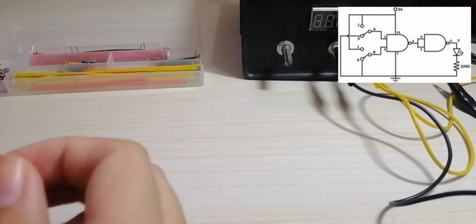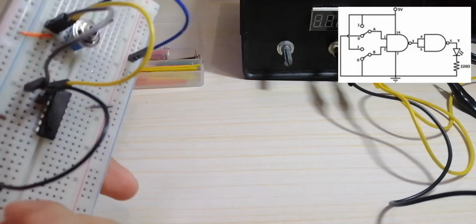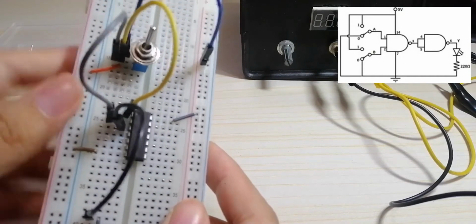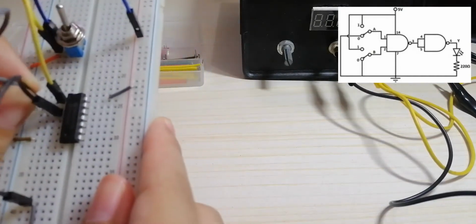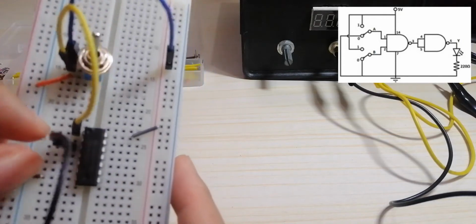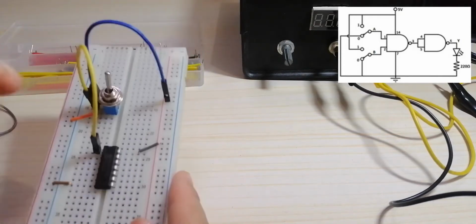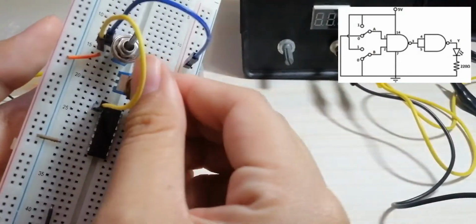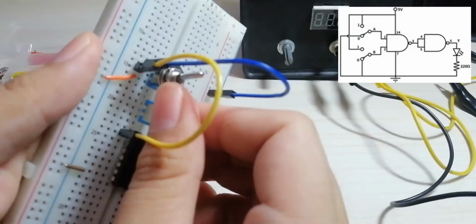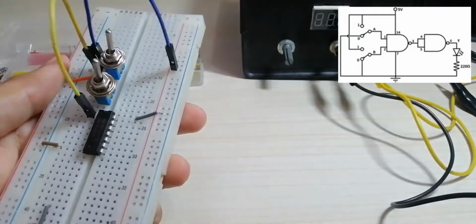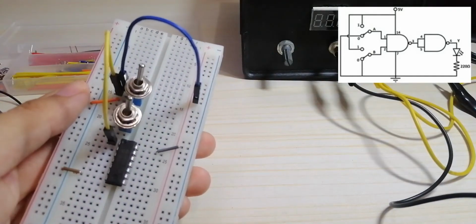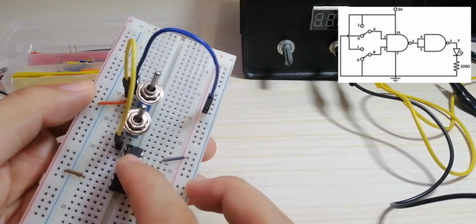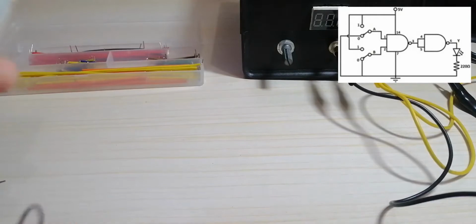So here I will remove this also. So I will add a switch. So in the circuit, number 1 is connected to our switch A, and number 2 is connected to our switch B.